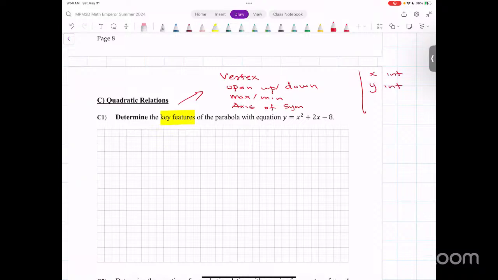Can you just do all of them for the graph, please? Vertex, open up or downward, max or min value, axis of symmetry, x-intercept, and y-intercept. Let's see if you guys are able to get that one done. That's a good question to ask everything about quadratics. I don't want to give any hint. I want you guys to figure it out.